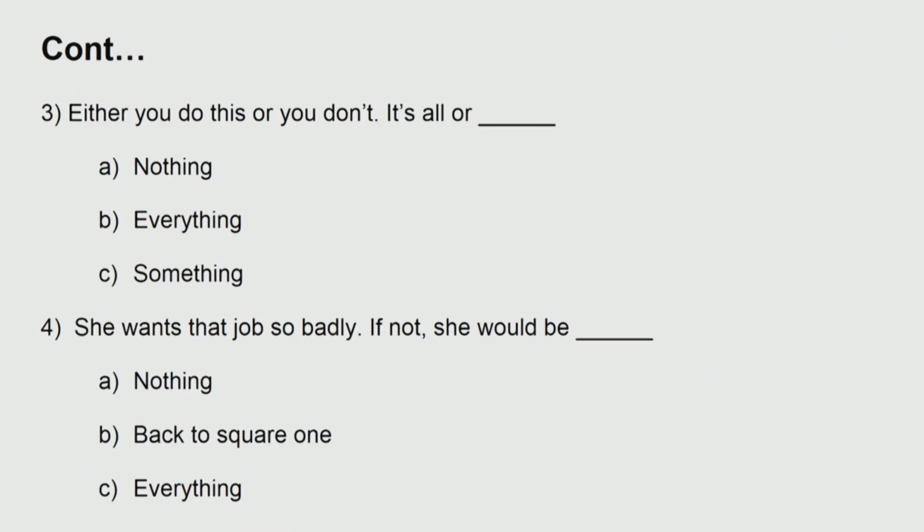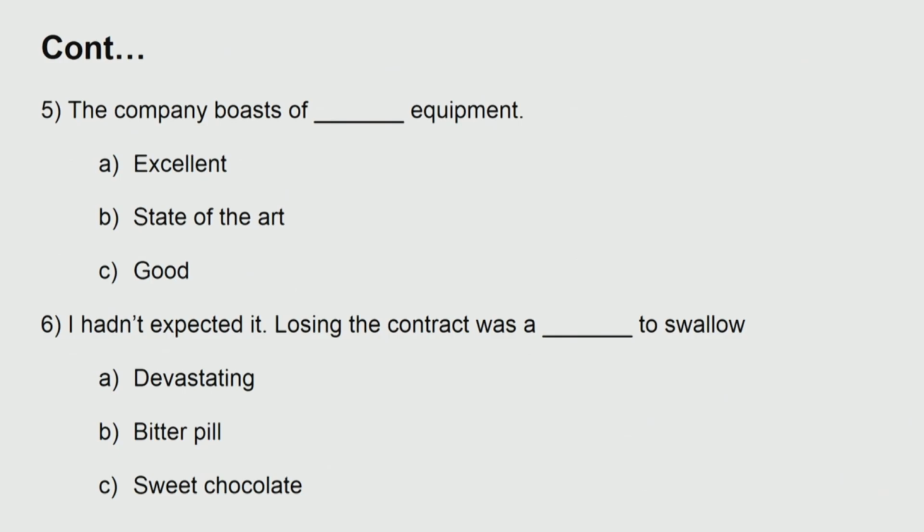Number 3. Either you do this or you don't. It's all or dash. A. Nothing, B. Everything, C. Something. 4. She wants that job so badly. If not, she would be dash. A. Nothing, B. Back to square one, C. Everything. Number 5. The company boasts of dash equipment. A. Excellent, B. State of the art, C. Good. Number 6. I hadn't expected it. Losing the contract was a dash to swallow. A. Devastating, B. Bitter pill, C. Sweet chocolate.